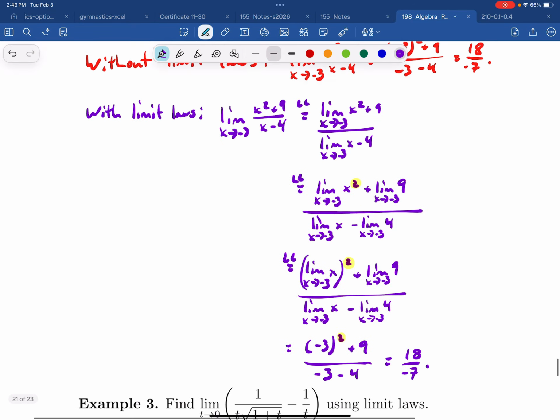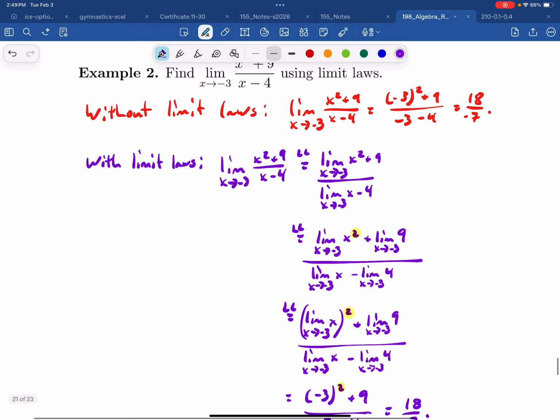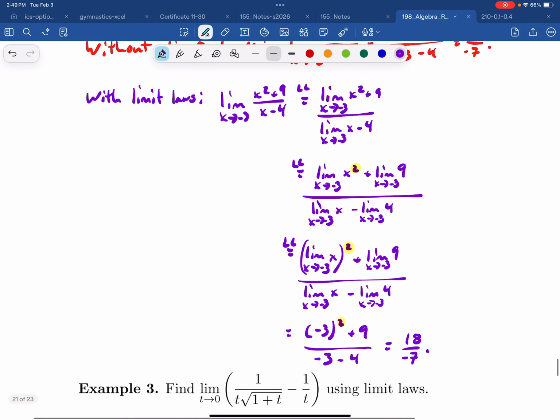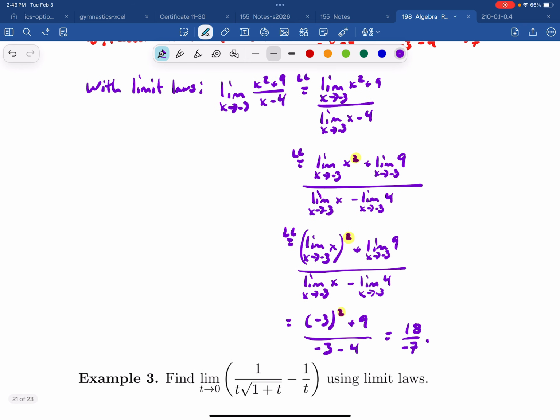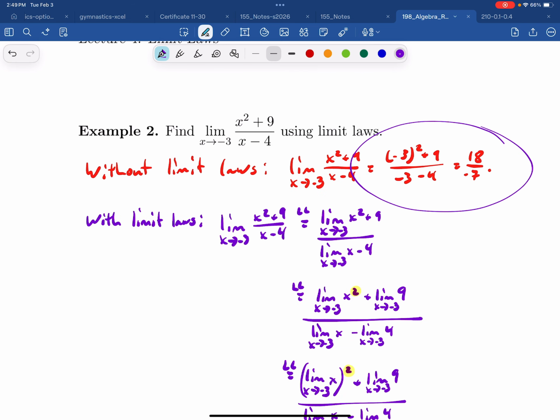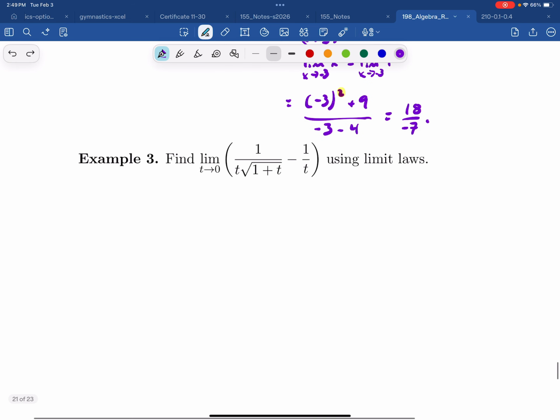So here's my question. Which would you rather do? Just plugging it in and being done with it, or using limit laws? Yeah, exactly, right. Plugging it in is so much easier. But we have limit laws because that's what allows us to just plug it in. We had to do all this and make all these observations to know that we're really allowed to just get away with doing that. Okay.